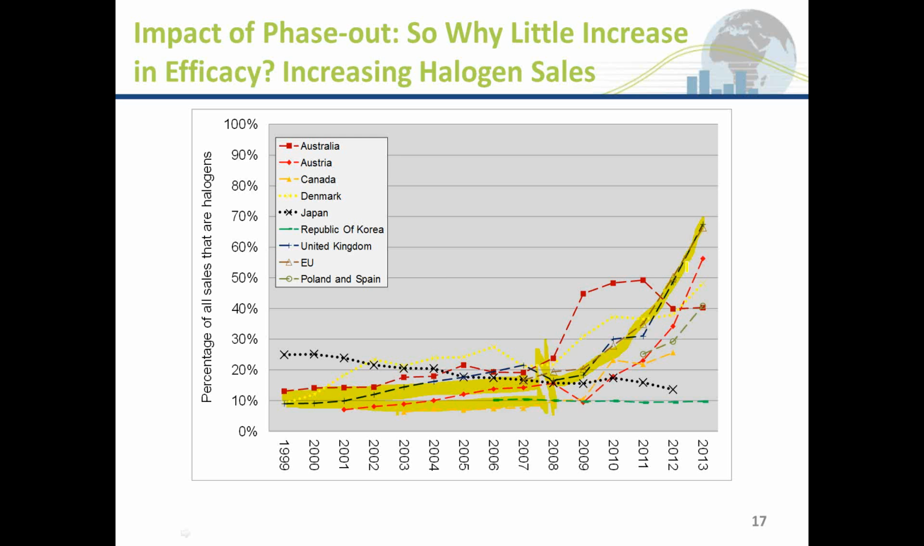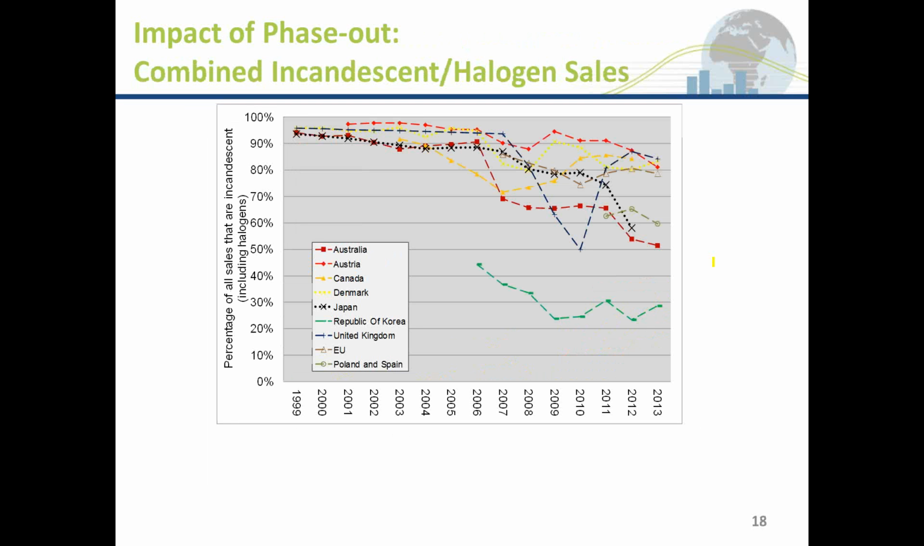Now, halogens are only slightly more efficient than incandescents in general. You know, we're talking about a 10, 12, 13 lumens per watt move to a 14, 15, 16 lumens per watt in performance. So what we've seen is halogens beginning to take a big share of most markets, and not the switch to CFLs and LEDs that we're expecting. Now, we can see this much better if we combine incandescent sales and halogen sales together. So, in fact, we've just taken LED and CFL sales from the market.